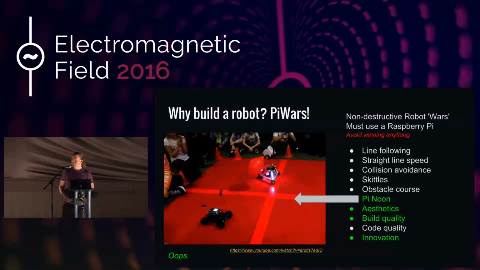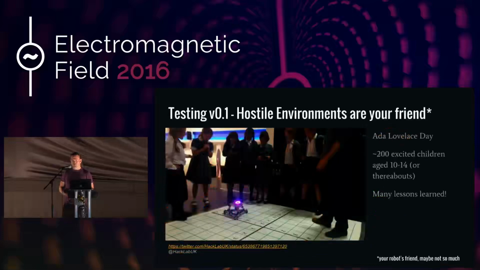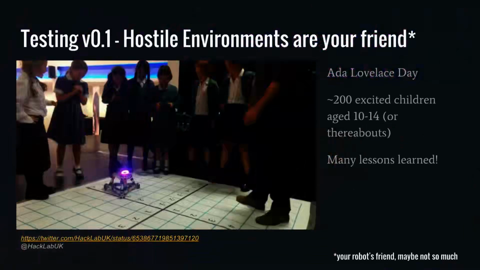It's important when you design anything like this to test, ideally in as hostile an environment as possible. And the testing for Triangular's first version was at an Ada Lovelace Day event at a local school with 200 or 300 10 to 14-year-olds, mostly girls. And it turns out that if you give various lessons.